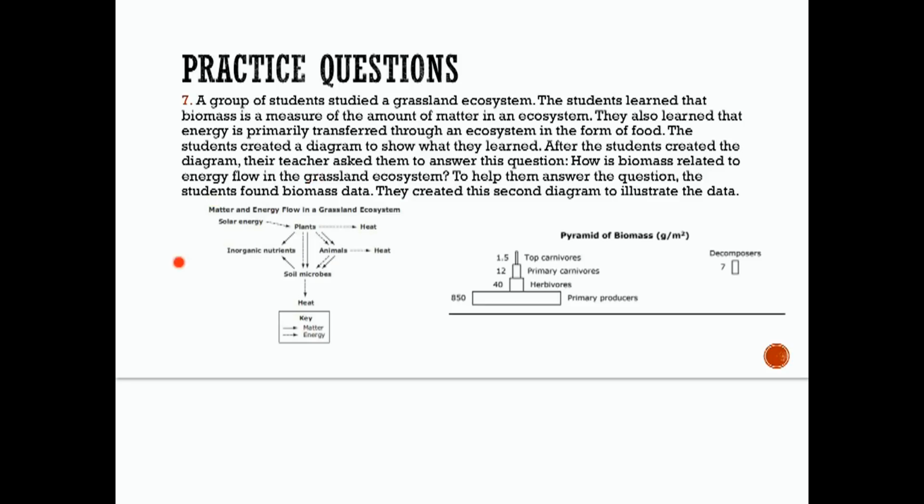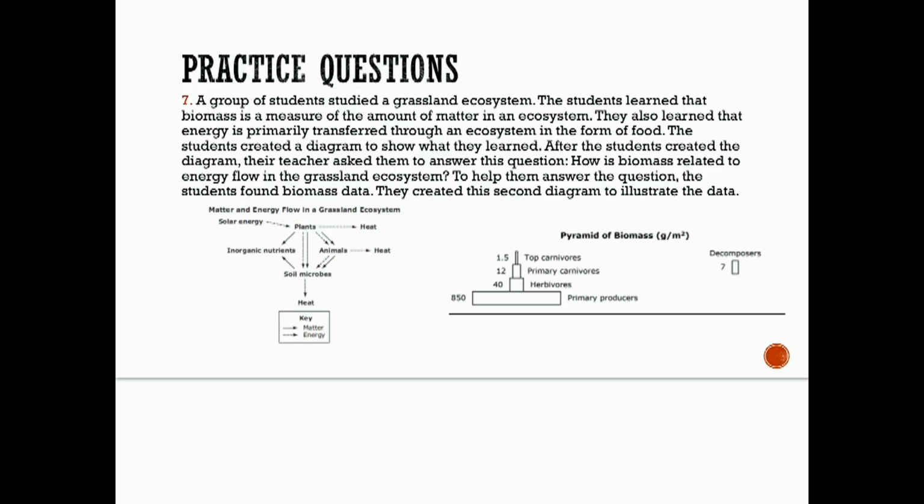All right, so here's this first diagram. You've got matter and energy flow in a grassland ecosystem. After the students created the diagram, their teacher asked them to answer this question: how is biomass related to the energy flow in the grassland ecosystem? To help them answer the question, the students found biomass data. They created this second diagram to illustrate the data.